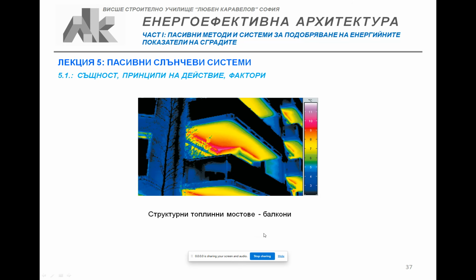So again, the only decision for structural thermal bridges is all this surface to be covered with some layer of effective insulation.